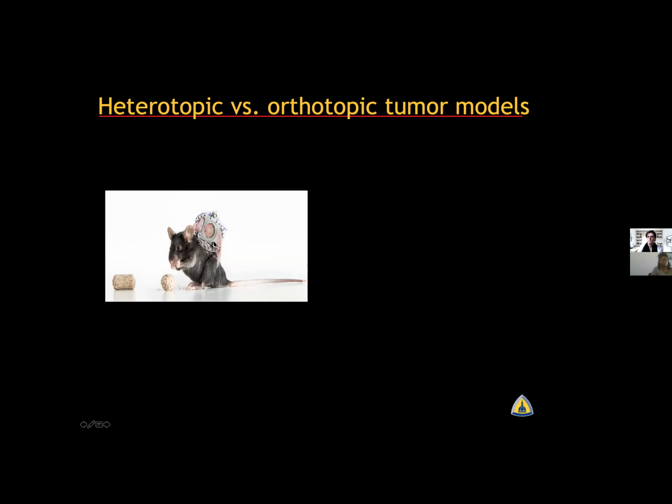A lot of people do heterotopic tumors, as shown here. So these are basically breast tumor cells or any other type of cancer cells put in the dorsal skin flap of a mouse. And the reason people do that is because you can make the skin flap very thin and you can make it very rigid. So it's very nice for microscopy. So it doesn't move and it's easy to image.